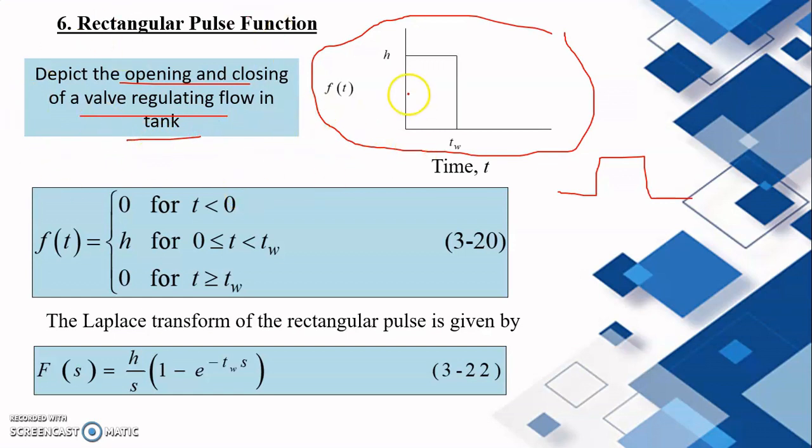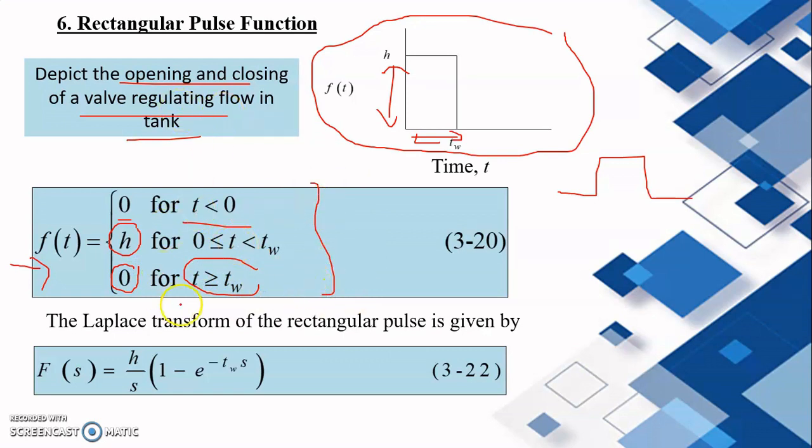If you have this kind of control system, you need this function, called the rectangular pulse function, and mathematically it is written as this function with three steps. The first is 0 in this time range, and then we have the function h, where h is the height of the step and tw is the width of the function. Then it comes back to 0 when this condition applies. So this is called the rectangular pulse function.